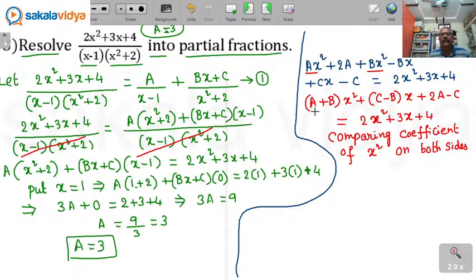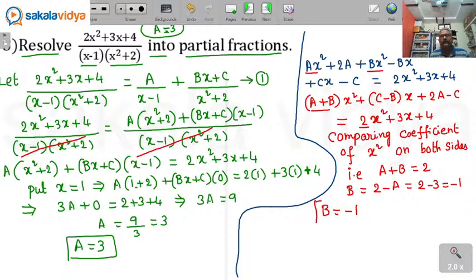See what do you get now here? A plus b equals 2. So that is a plus b equals 2. We know the a value. We need to find out the b value. B equals 2 minus a. Transpose a that side, 2 minus 3, we get minus 1. That means b equals how much? We have minus 1. That means the b value is obtained. So here write down b equals minus 1. We know the b value. One more value we need to find out. How to find out? You check now here. Comparing the x coefficient, c minus b is equal to 3 you can write.